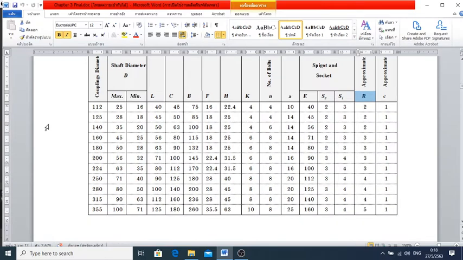And then let's see each line there. The flank coupling starts from 112 up to 335, and it applies for shaft diameters from 16 up to 100 only. So if the shaft diameter is more than 100, you have to go another way around. For instance, you have to find another solution.